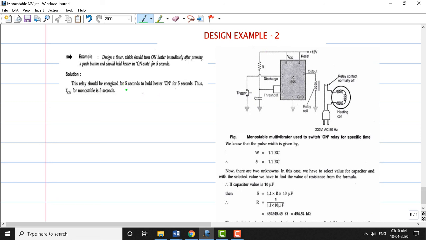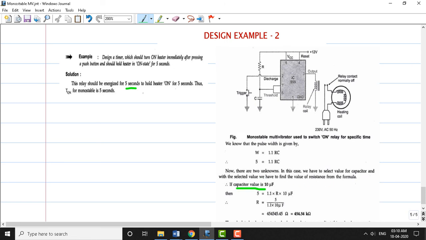So the time delay is given as 5 seconds, which means the heater should turn on for 5 seconds when the user presses the trigger button momentarily. So T on is 5 seconds here. We can use the same formula, W equals 1.1 RC. W is given as 5 seconds, which is equal to 1.1 RC. Now there are two unknowns, as we had in the previous problem. The capacitor value can be assumed and the resistance value can be calculated.